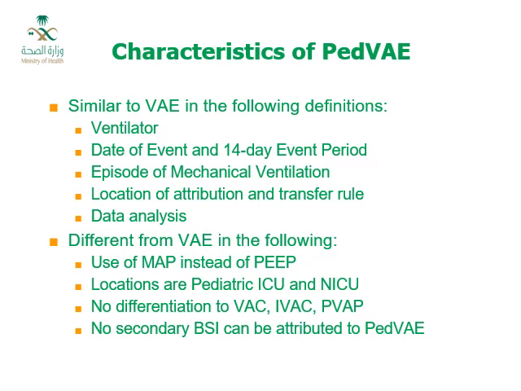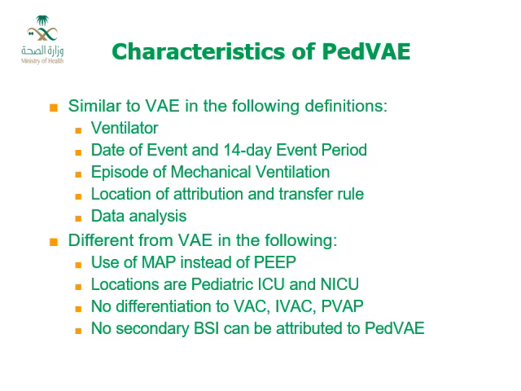It is similar to the adult VAE protocol in the ventilator eligibility to enter under the VAE surveillance protocol, the date of event identification and repeat infection time frame, the episode of mechanical ventilation, location of attribution, transfer rule, and data analysis. All of these elements are similar to the adult VAE protocol, with a small difference: we will use the parameter mean airway pressure instead of the positive end expiratory pressure. And the locations where we will use this protocol are the pediatric ICU and neonatal ICU. So this protocol is specific for pediatric and neonatal locations.